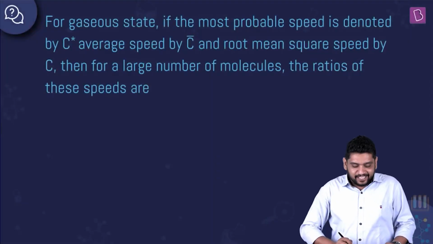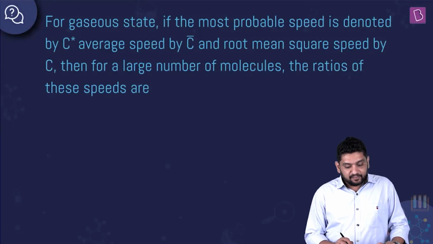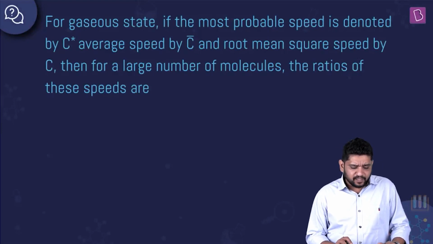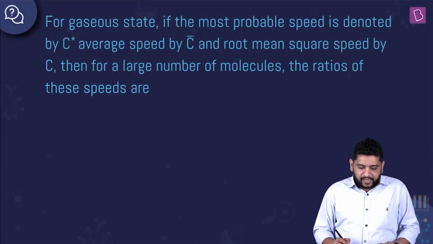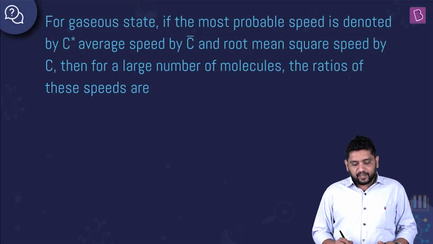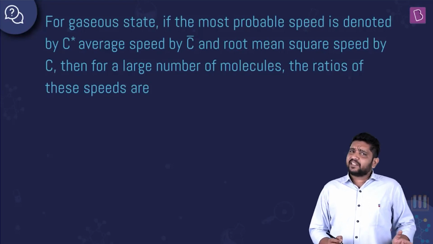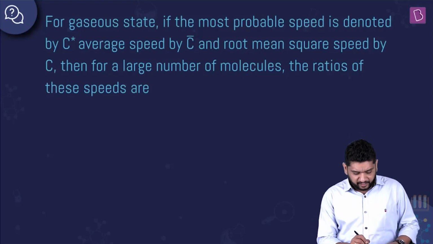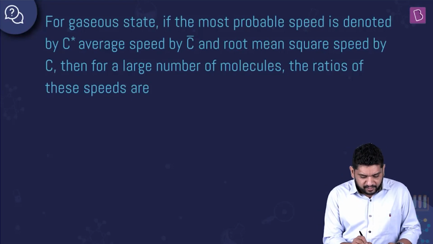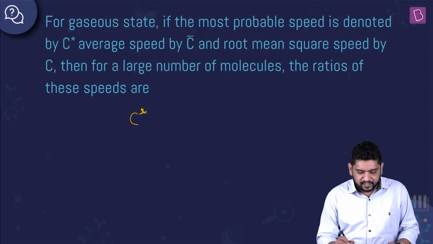Okay, this question says for gaseous state, if the most probable speed is denoted by C star, average speed by C bar, and root mean square speed by C, then for a large number of molecules, the ratio of these speeds. This is a pretty standard and straightforward question, right? So what do we know about this C star? C star is the most probable speed.